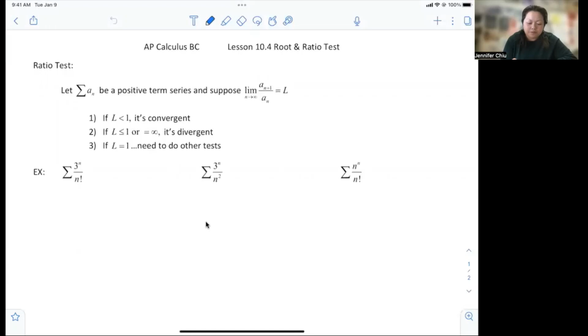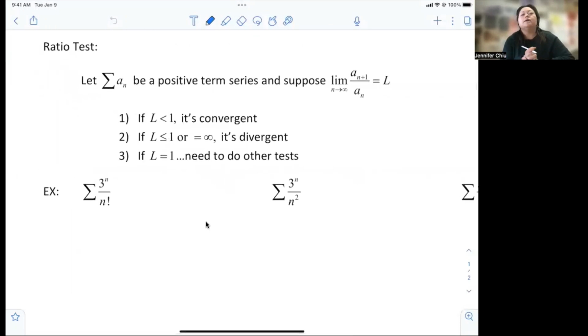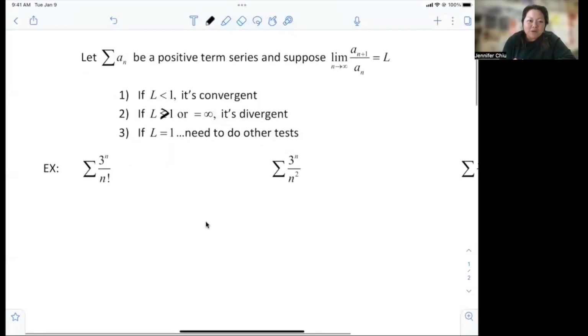All right, so let's take a quick look. It says that the series of a sub n is a positive term series, and suppose that the limit as n approaches infinity of a sub n plus 1, so the one more term than a sub n, and you will get a limit. Now here's the trick. If the limit is less than 1, it's convergent. If the limit is greater than 1, apologies for the typo here, just greater, not equal to, or equal to infinity, it is divergent. If it equals 1, it doesn't tell us anything, so we've got to do other tests. It's kind of annoying this way.